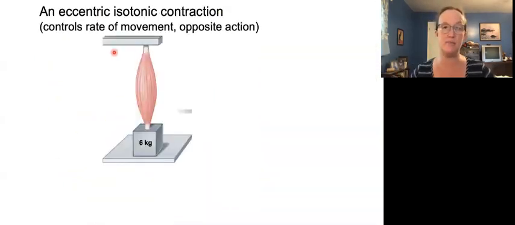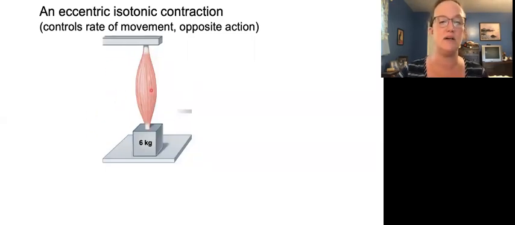So that's the first type of muscle contraction and kind of the most intuitive. The second type of muscle contraction is what we call an eccentric isotonic contraction. So the one that we just looked at was also an isotonic contraction, but it was a concentric isotonic contraction. This is an eccentric isotonic contraction. In an eccentric contraction, what happens is that the muscle, instead of creating movement, controls the rate of movement in the opposite action. So let me explain that to you.